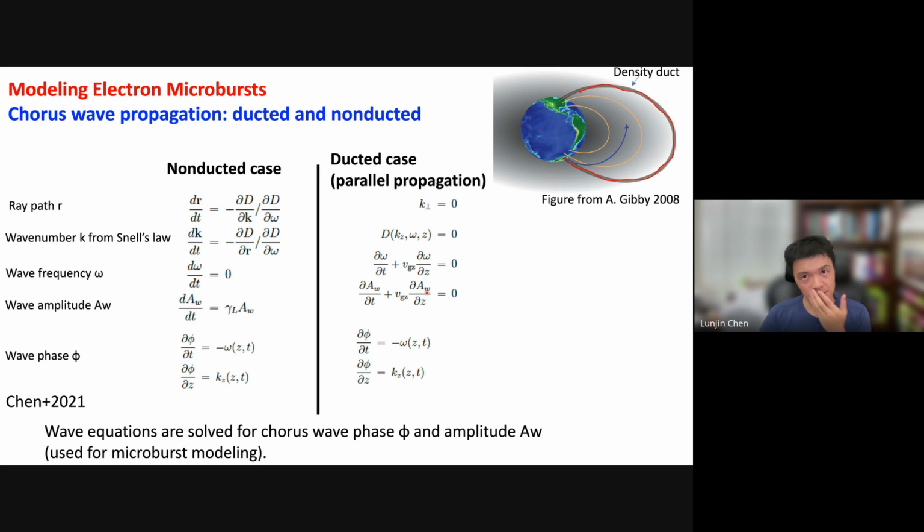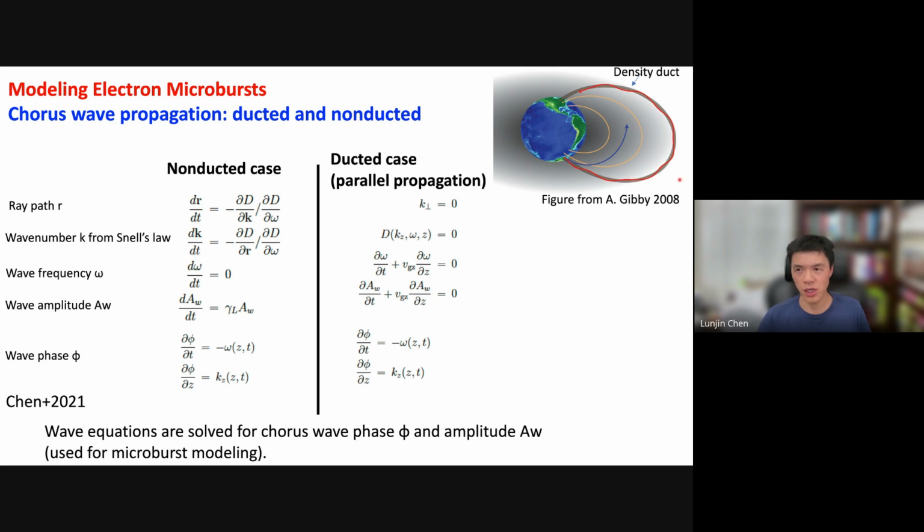On the other hand, if you have ducted propagation, which occurs when you have a density structure along the field line, like here where you have an enhanced density structure along this particular field line, and a wave is excited inside this field line, then this wave tries to propagate along the same field line with quasi-parallel propagation.